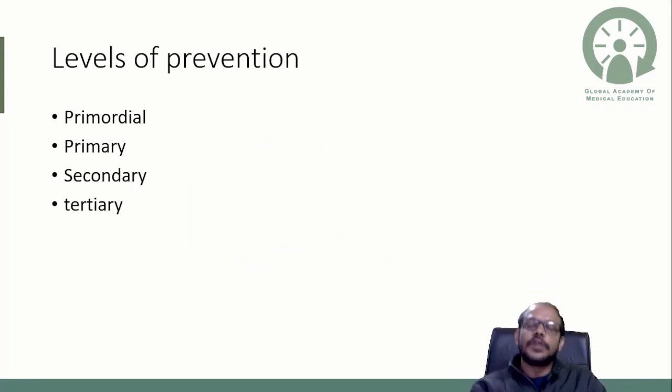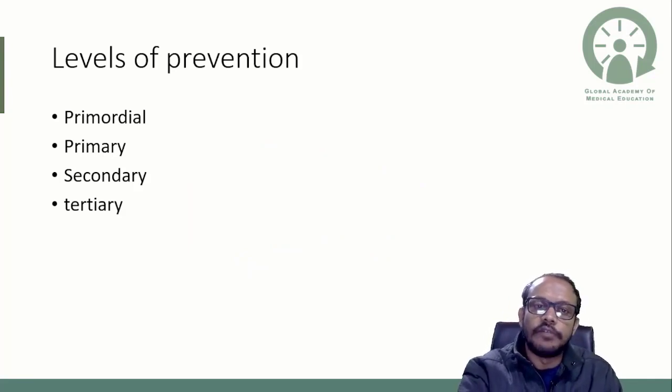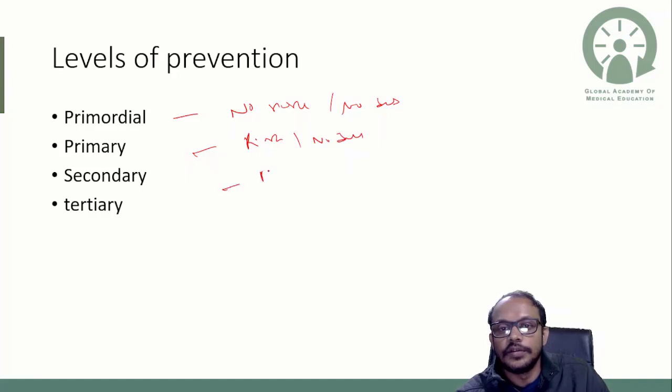Levels of prevention is a very important topic, because every time one question regarding this can be asked. So you have to know what is primordial. Primordial is when there are no risk factors and no disease, okay. In the primary, a risk factor is there but no disease. In the secondary, the disease has already started and you are doing early diagnosis and treatment, okay.